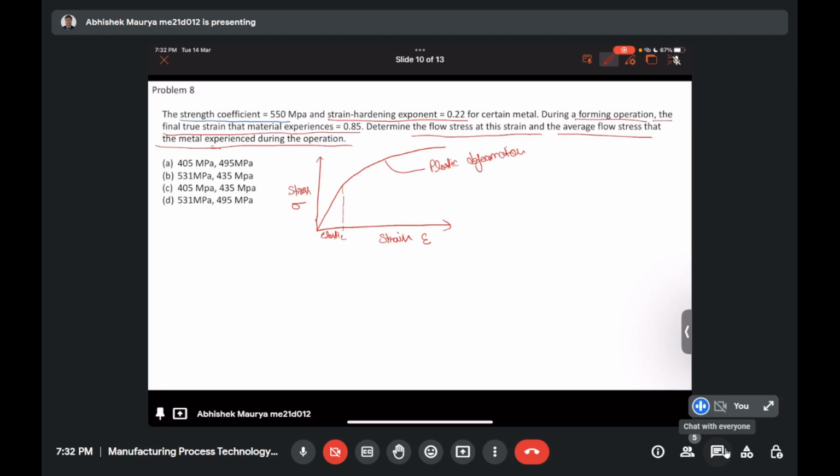And if you remember, in this region the equation of the curve is linear. So in this region, the equation of the curve is sigma equals Young's modulus times epsilon. And the governing equation of the plastic region is sigma equals K epsilon to the power n. This is called the Hollomon hardening law.